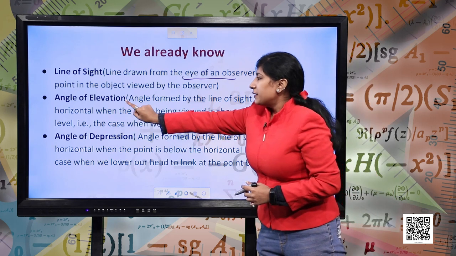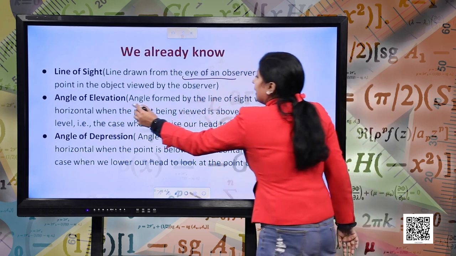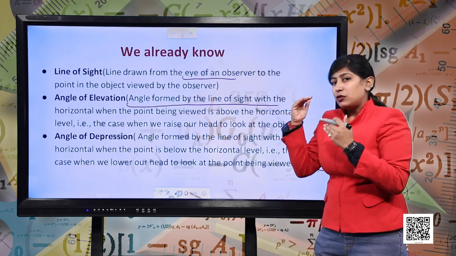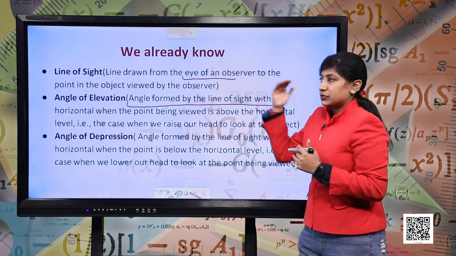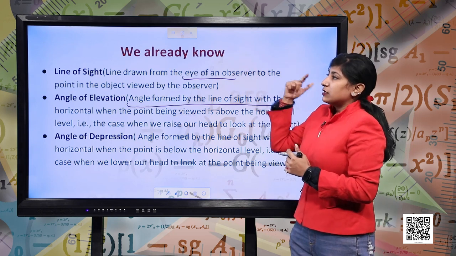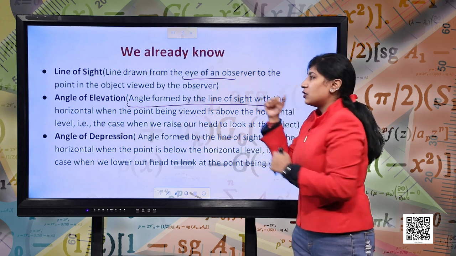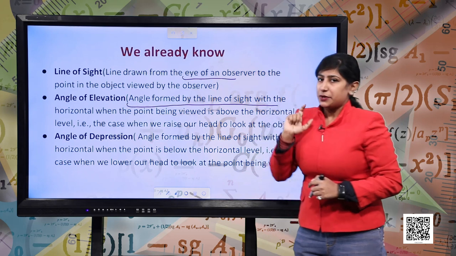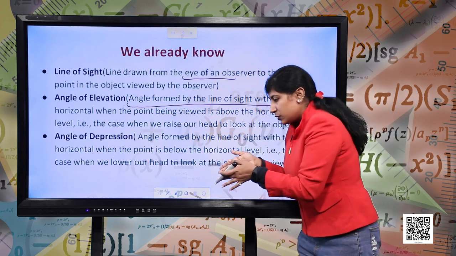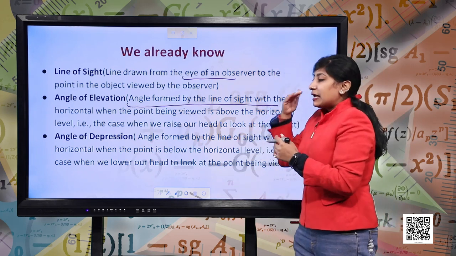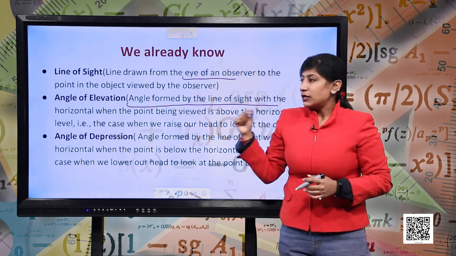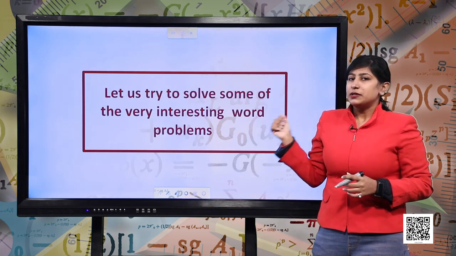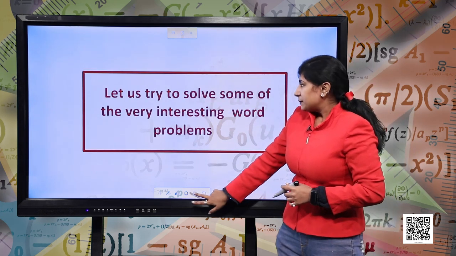Then comes angle of elevation. Angle formed by line of sight. See, when I'm looking at an object that is a little higher, I'm looking upwards, this angle with the horizontal is called angle of elevation. In similar way comes the angle of depression. When I'm looking downwards, when I'm bending my head, then the angle made with the horizontal is called angle of depression. Okay, so I hope you are ready to do some interesting word problems.